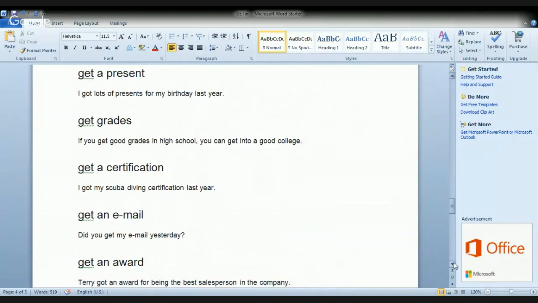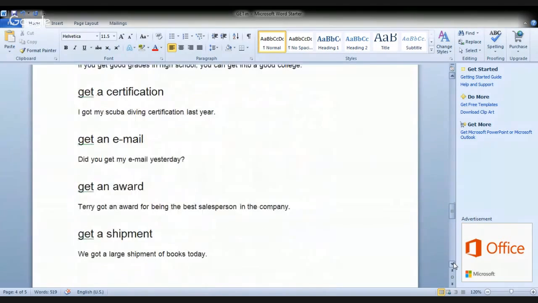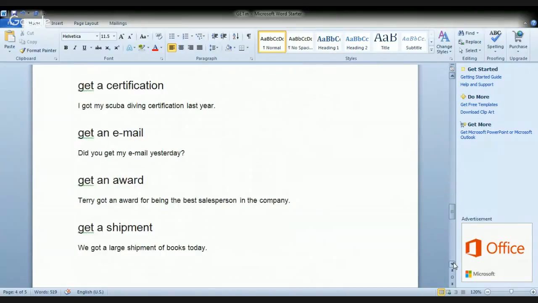The next example is get a certification. So that means get certified. So the example is I got my scuba diving certification last year. So that's when you received it. Okay, so don't forget, in this section, we're using the verb get as receive.